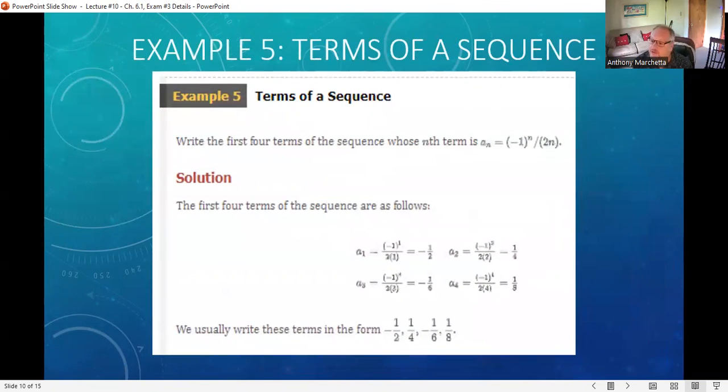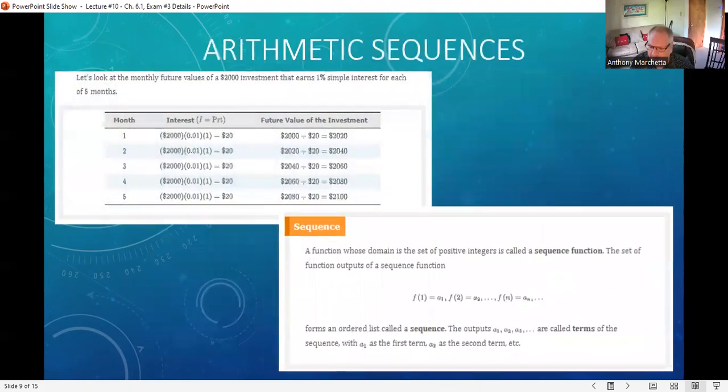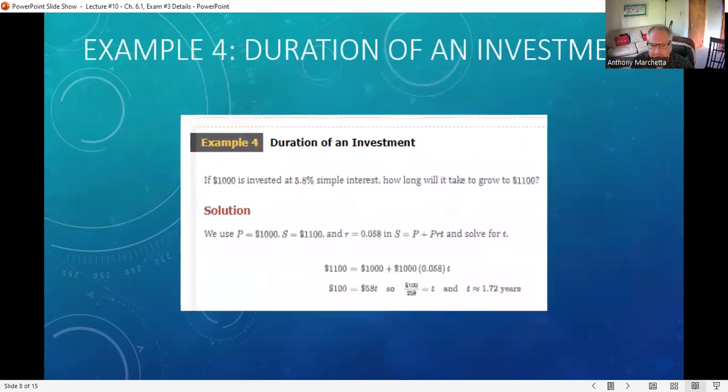So here's an example associated with the terms of a sequence. You could consider this something of a brain teaser, like a little math game, but we're going to give you some numbers and then ask if you can figure out what the next couple numbers are. Let's see first what it's like to construct a list of numbers in a sequence. Write the first 4 terms of the sequence whose nth term is, and now we have this interesting math here. I want to talk about this.